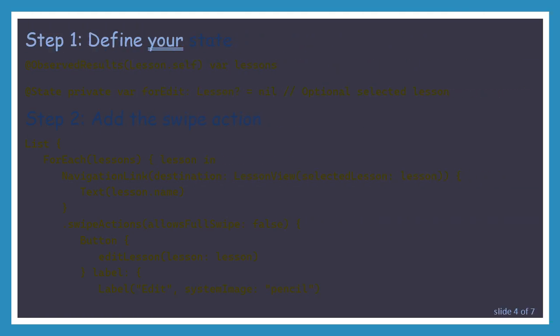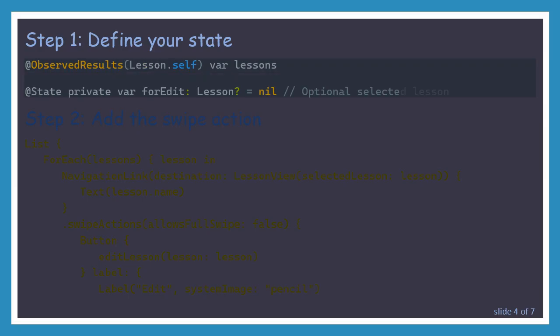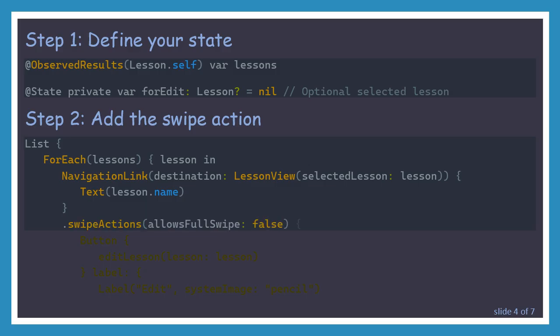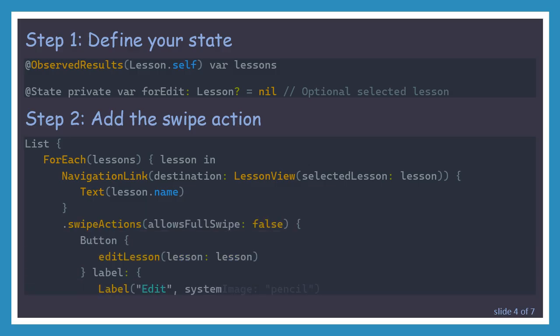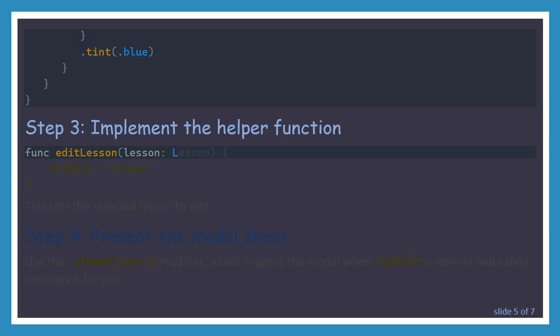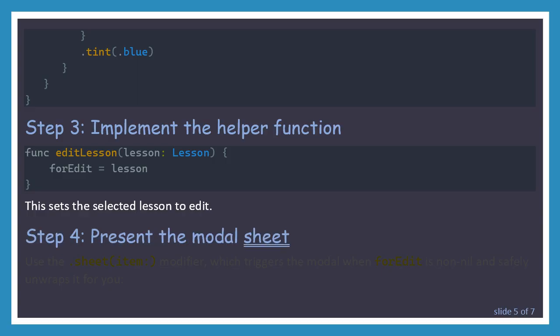Step 1, define your state. Step 2, add the swipe action. Step 3, implement the helper function. This sets the selected lesson to edit. Step 4, present the modal sheet.